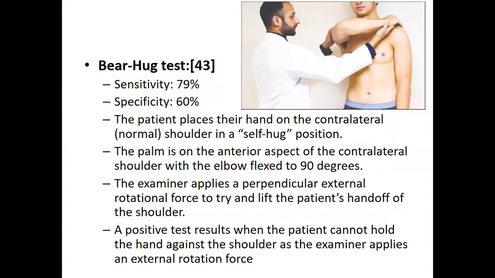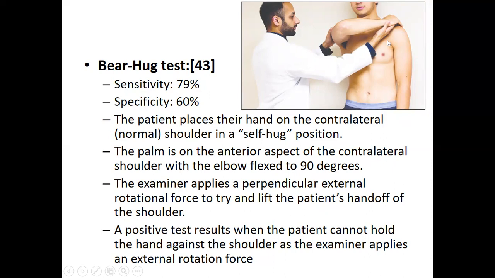In the bear hug test, sensitivity is 79% and specificity is 60%. During this test, the patient will be in standing position and the patient will place his or her hand on the contralateral shoulder. And the palm will be on the anterior shoulder. The palm is on the anterior aspect of the contralateral shoulder with elbow fixed at 90 degrees. The examiner then applies a perpendicular external force.